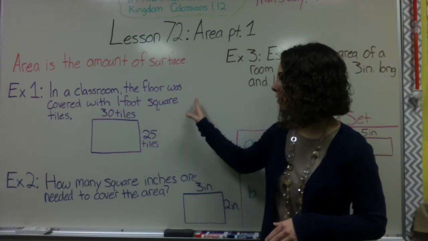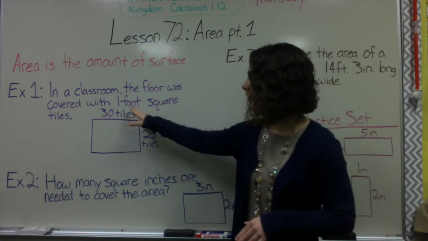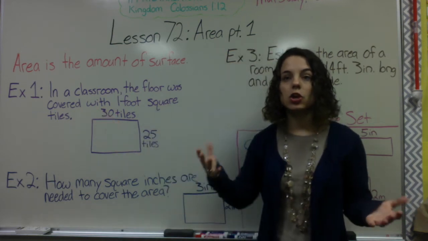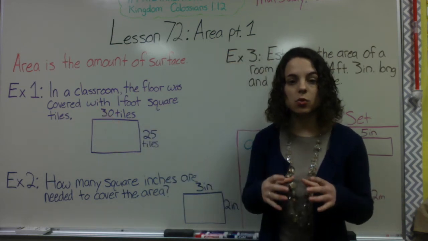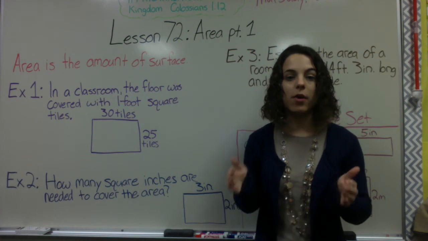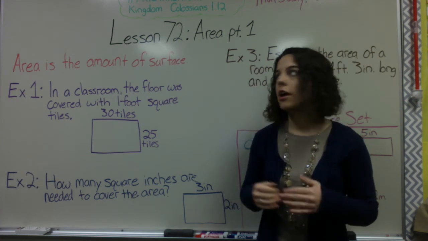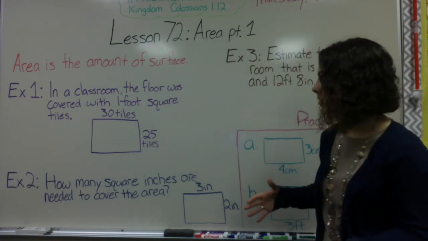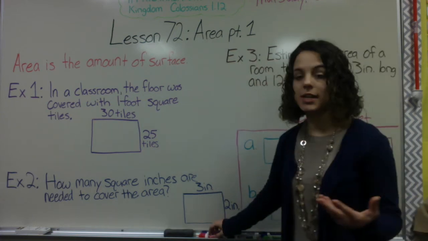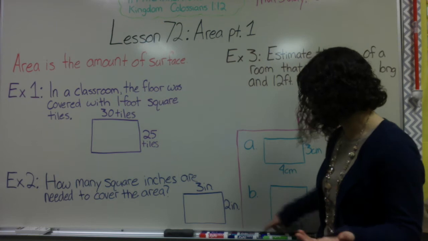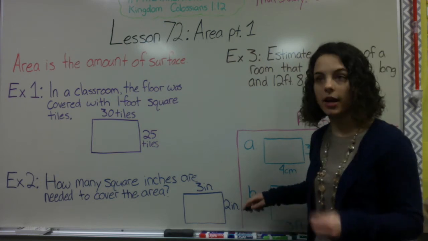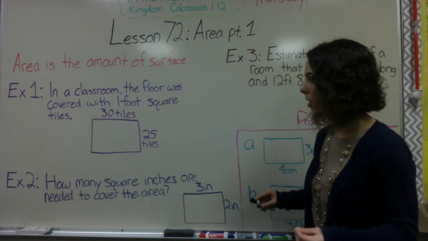It says, in a classroom, the floor was covered with 1 foot square tiles. Usually whenever you have tiles, they will be squares, and usually about 1 foot long or whatever it is. This helps us label this correctly, because there's a different way to label area that is very important to remember.